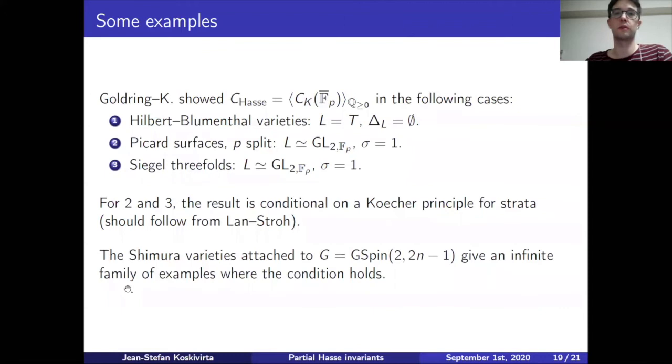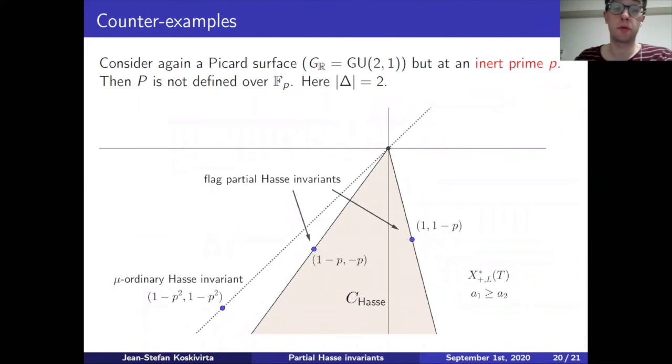Okay, so let me also give you some counterexamples. Again, consider the PK surface, same as before, but this time take an inert prime P. In this case, P is no longer defined over Fp, or L is no longer defined over Fp. So the condition does not hold, and so we should have cones which do not coincide.